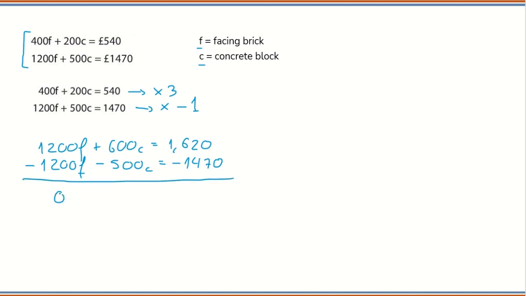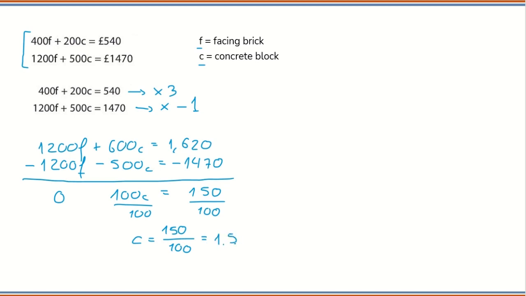This is going to be 0. 600 minus 500, it's 100 C equals 1620 minus 1470, which is 150. If I divide both parts of the equation by 100, 100 divided by 100 is 1, so C equals 150 over 100, and this is 1.5.